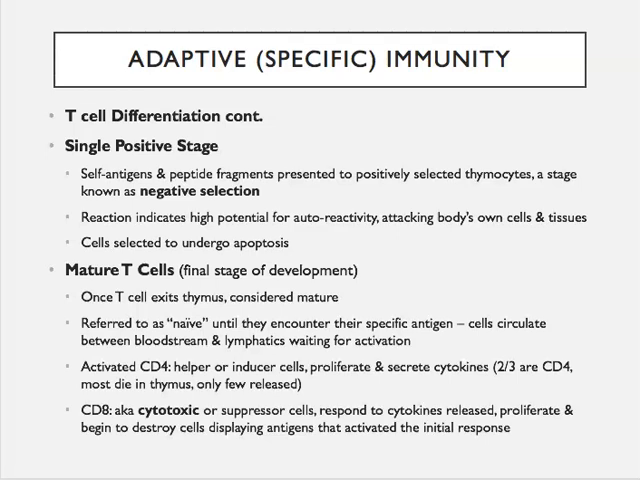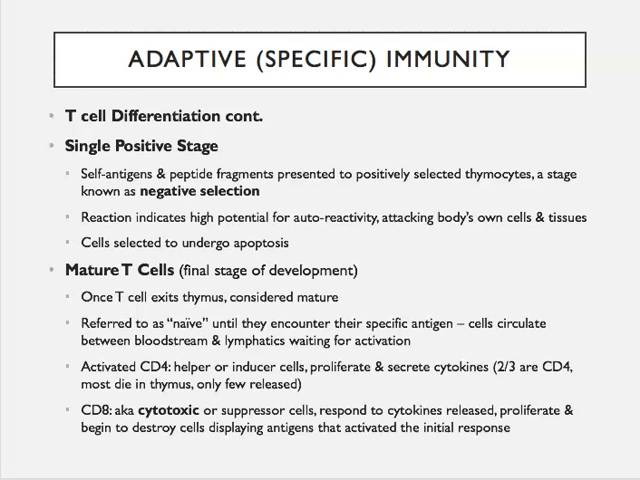And then finally, our mature T cells. So once the T cell exits the thymus, it's considered mature. It's referred to as naive until they encounter their specific antigen. So cells are going to circulate between the bloodstream and lymphatics, waiting on that activation. So waiting to come in contact with their specific antigen so that they can become activated.